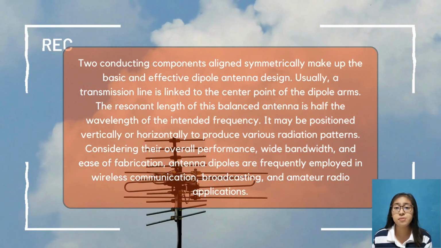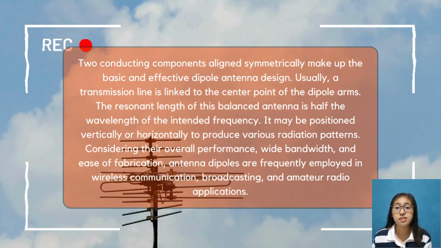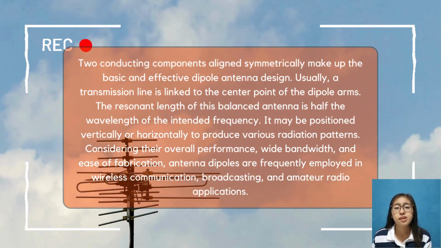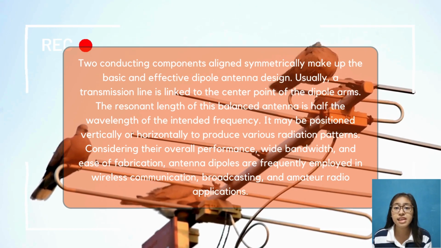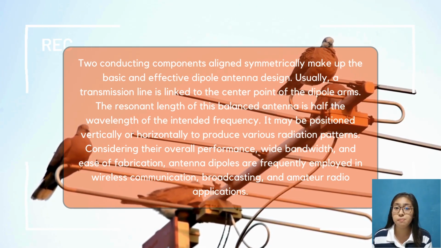The resonant length of this balanced antenna is half the wavelength of the intended frequency. It may be positioned vertically or horizontally to produce various radiation patterns. Considering their overall performance, wide bandwidth, and ease of fabrication, antenna dipoles are frequently employed in wireless communication, broadcasting, and amateur radio applications.